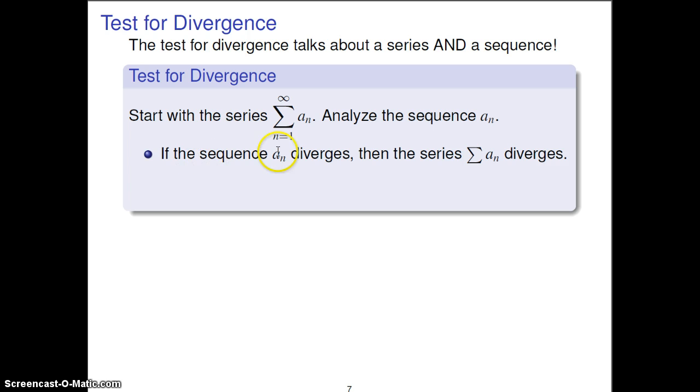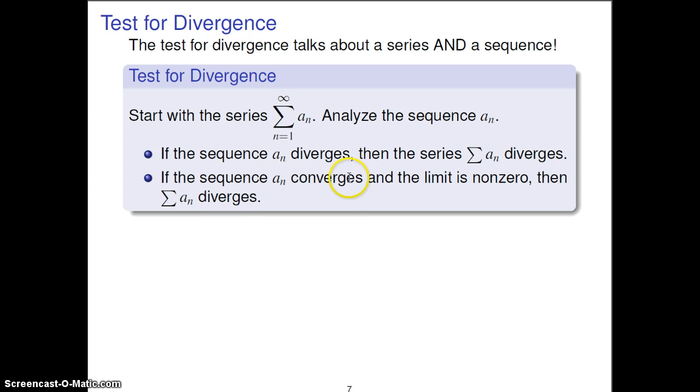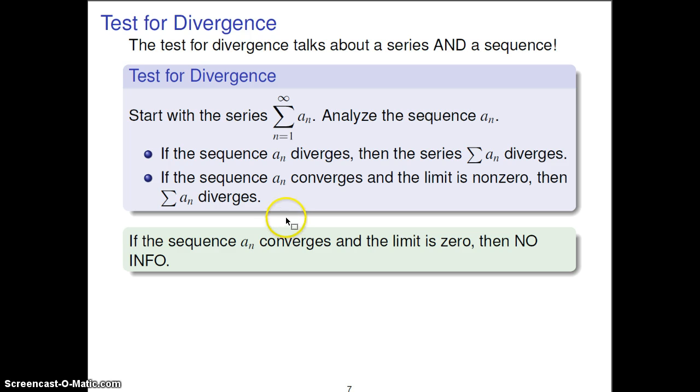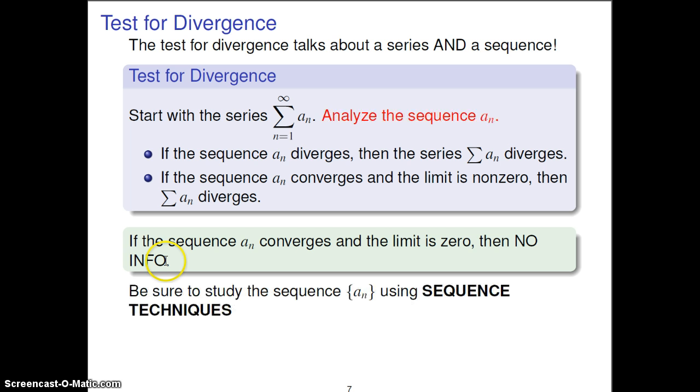And here's what happens. You look at that sequence, and if the sequence diverges, then the series happens to diverge. This is just something special due to the test for divergence. And if the sequence a sub n converges, and if that limit is any number that is not 0, then the series diverges. Again, we have one series, one sequence, and we're talking about both of them at the same time. Just note that if this sequence a sub n does converge, but the limit happens to be 0 instead of non-zero, then you get no information at all. You can't use the test for divergence, you got nothing.